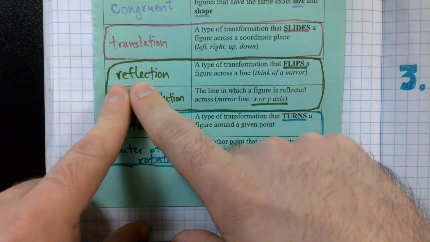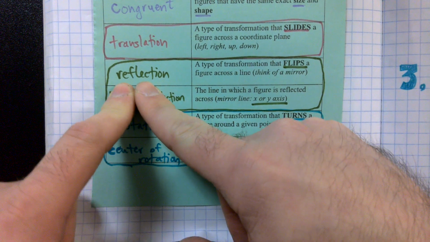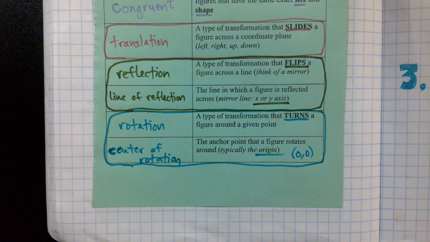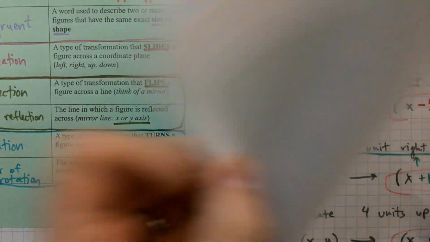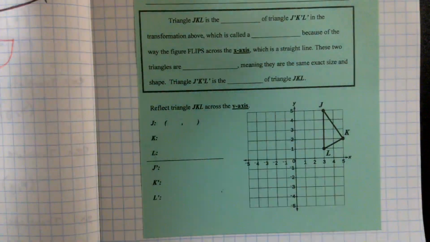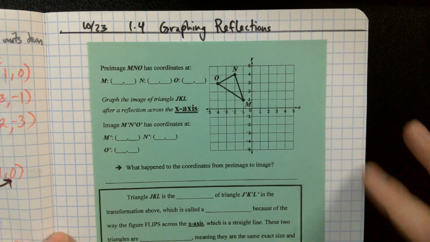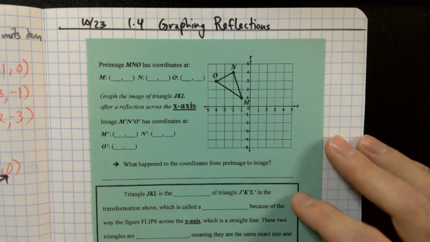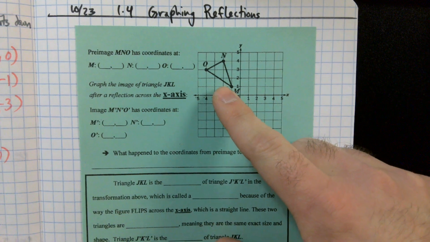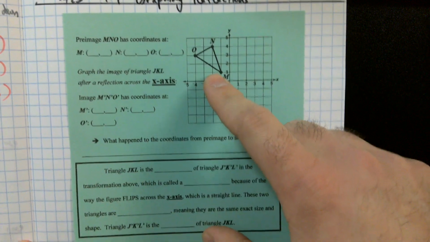When you think of reflection, what's the first thing you think of? A mirror, right? So when you look in a mirror, what do you see? Your reflection. Good. Is your reflection frontwards or is it flipped? It's flipped, right? It's inverted. So that's what we're going to see right here. Let's take a look.